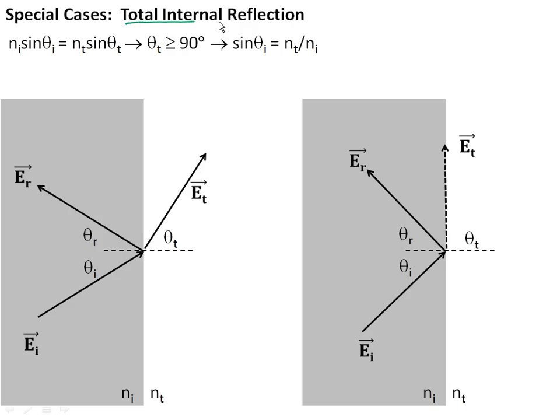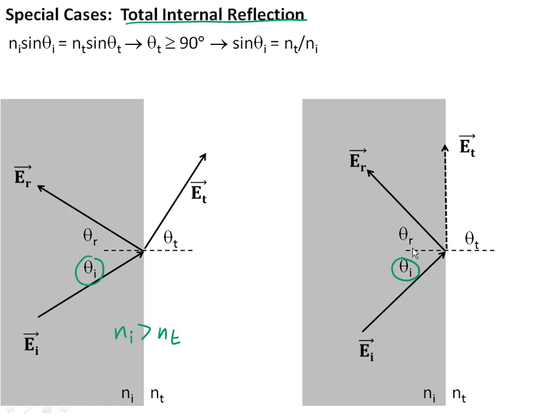One of these cases is something called total internal reflection. It turns out that if you have a wave coming from a material that has a high index of refraction, so in this case, n_i is greater than n_t, as long as your angles of incidence are small, or the direction of propagation is pretty close to the normal, then things come out as you would expect. You get a reflected field and a transmitted field.